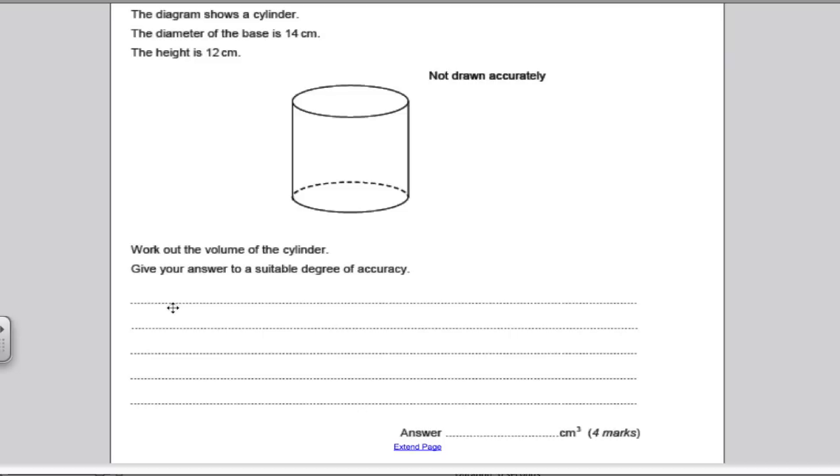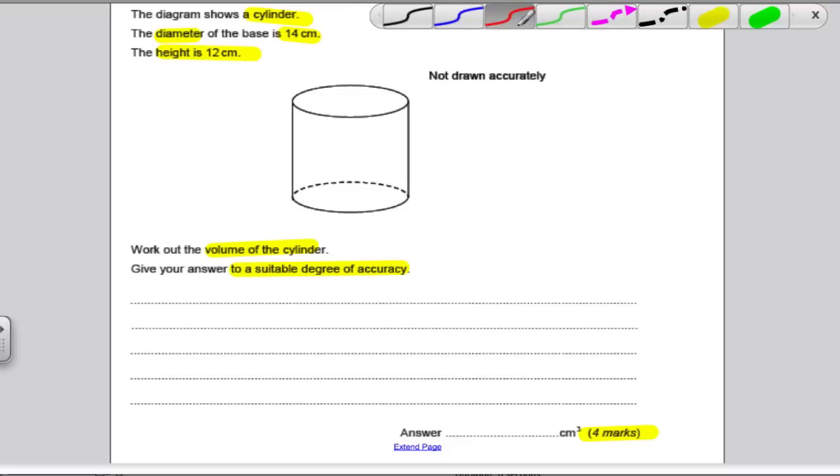Okay, so we've got a cylinder here, and it tells us various things. It tells us the diameter is 14, the height of the cylinder is 12. It asks us to work out the volume, and it gives us 4 marks. Now, probably you've got 3 marks for working out the volume, and you get a mark for giving your answer to a suitable degree of accuracy.